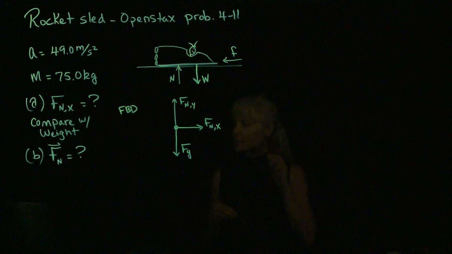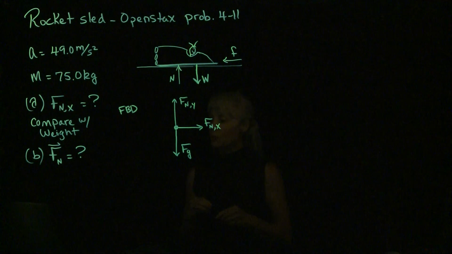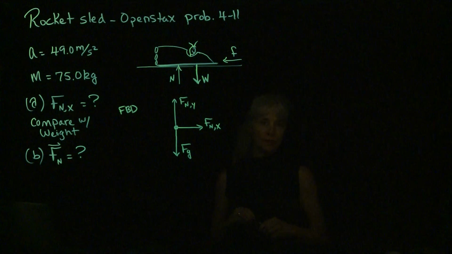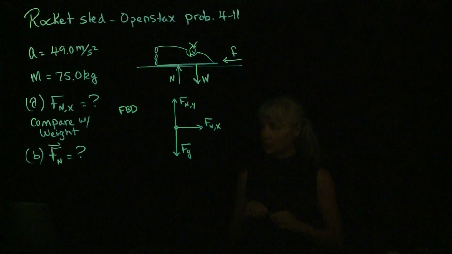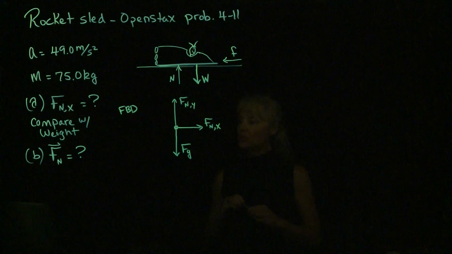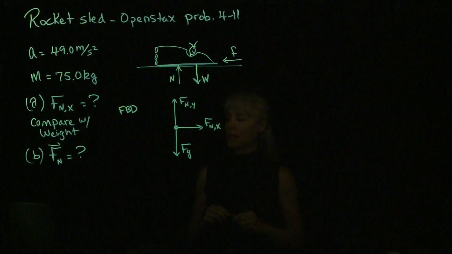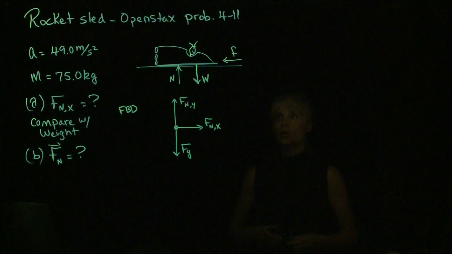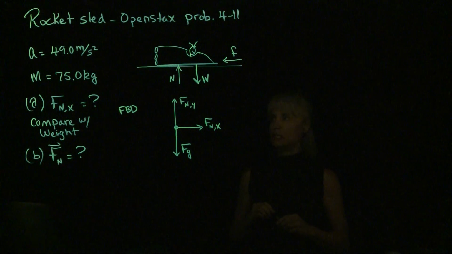It says the rocket sled shown in the figure, and I've translated the figure up here, accelerates at a rate of 49.0 meters per second squared. Its passenger has a mass of 75.0 kilograms. A, calculate the horizontal component of the force the seat exerts against his body and compare that with his weight by using a ratio. And then in part B, calculate the direction and magnitude of the total force the seat exerts against his body. So you can see that I've drawn a picture here that is basically the picture you're going to see in your textbook.